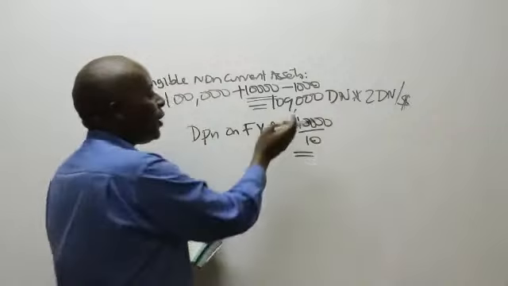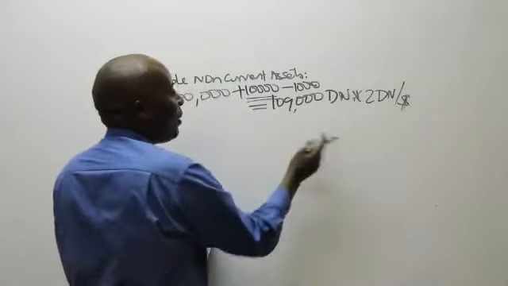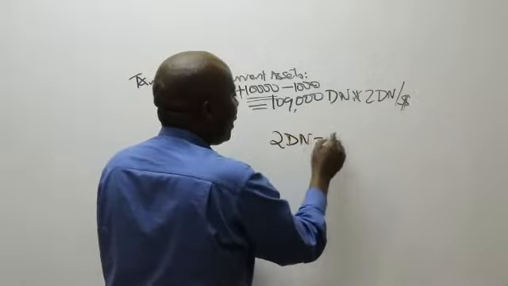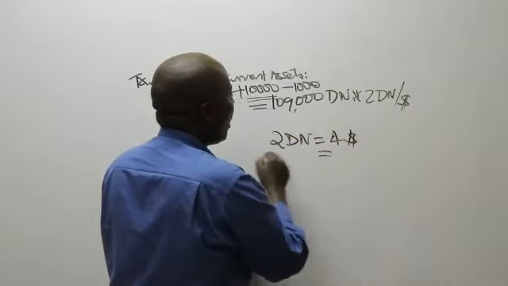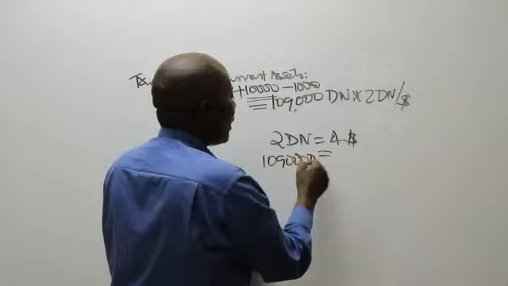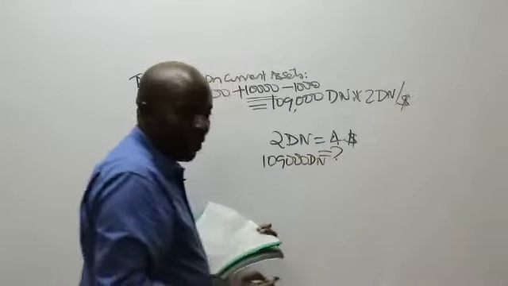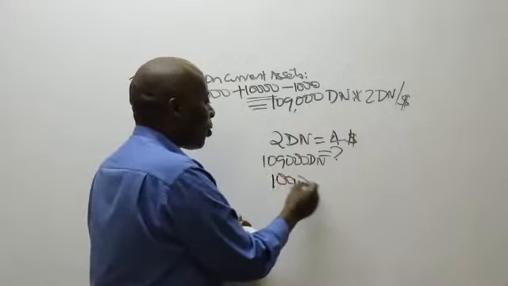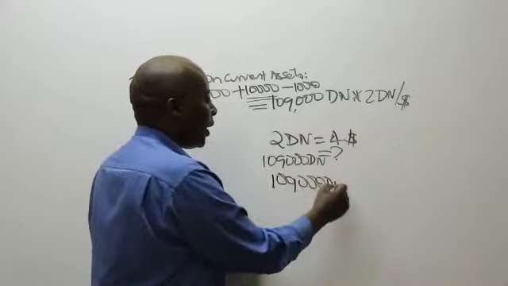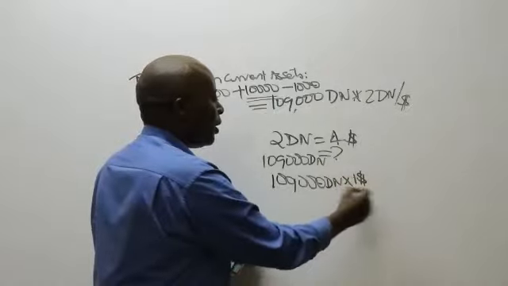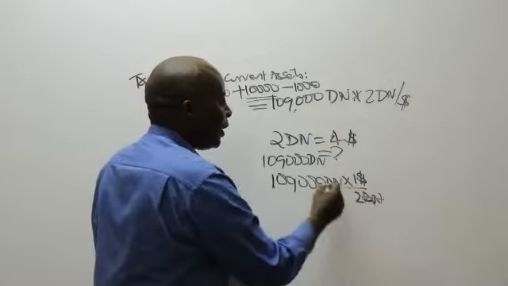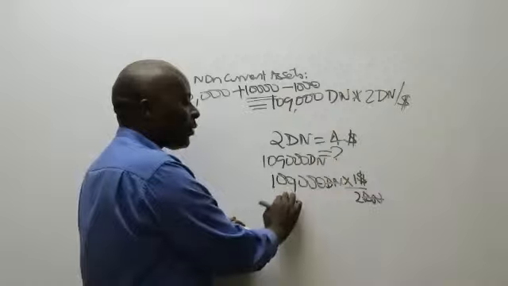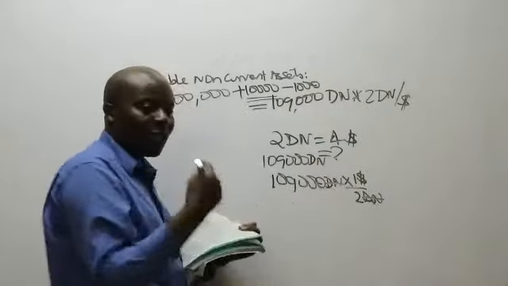Alternatively, you could do this in your mother tongue. First of all, do it in your mother tongue. Say 2 DN equals $1. How about 109,000 DNs? So when you cross multiply, it will be 109,000 DN times $1 divided by 2 DNs. So now the DNs will cancel out. You'll be left, ladies and gentlemen, with what here? Your reporting currency, which is the dollar.